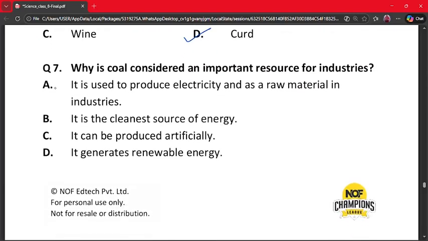Our next question is question number 7. Why is coal considered an important resource for industries? A. It is important to produce electricity and as a raw material in industries. B. It is the cleanest source of energy. C. It can be produced artificially. D. It generates renewable energy. The correct answer is A, because coal is widely used in power plants and industries, and it also helps in electricity generation and manufacturing processes. That's why it is still considered an important industrial resource. That's why our correct answer is option number A.